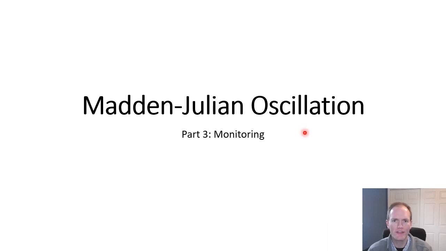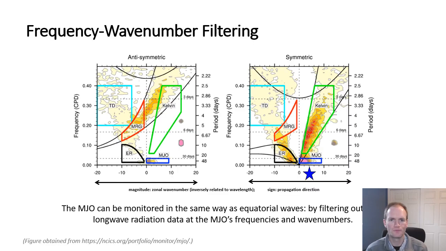Alright, so in this last video of our Madden-Julian Oscillation video series, we're going to talk about ways that we can monitor the Madden-Julian Oscillation utilizing real-time data, such as that representing thunderstorms in the form of outgoing long-wave radiation, as well as atmospheric analyses of zonal wind, particularly in the lower and upper troposphere. We'll also use this information to talk about the phases of the Madden-Julian Oscillation that we've previously introduced in earlier videos. So let's get started.